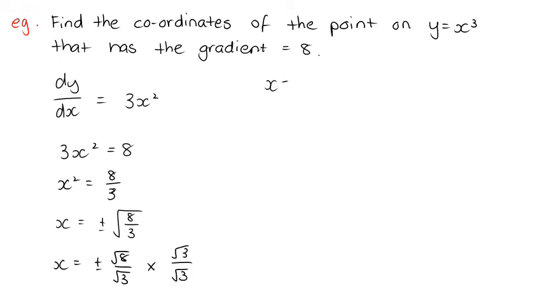So we get plus minus root 8 times root 3, which is root 8 times 3, so 24, on root 3 times root 3, which is root 3 squared. The root and the square cancel out. We get 3. Can we simplify root 24? 2 root 6. Yep. So plus minus 2 root 6 on 3.